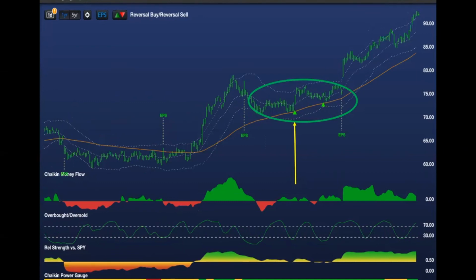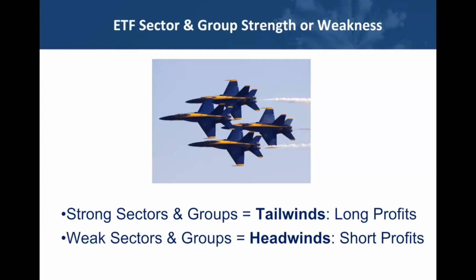Disciplined methodology, use options to trade these. You know what your risk is. It's the cost of the option or the spread. And you've got the potential to really outperform when the stock catches fire.